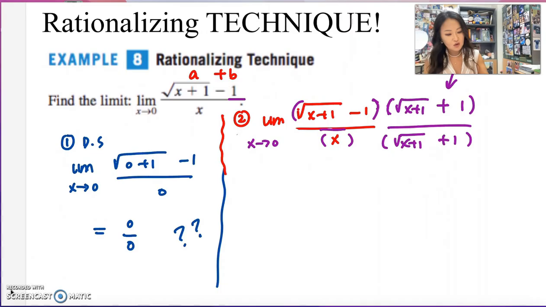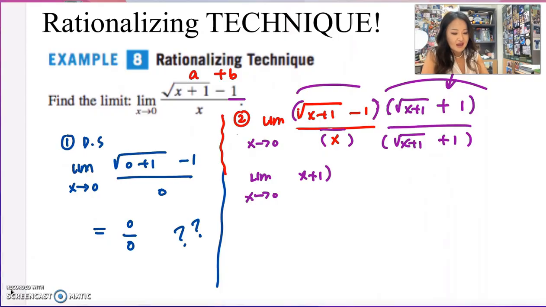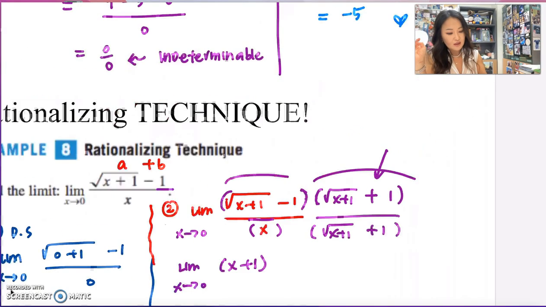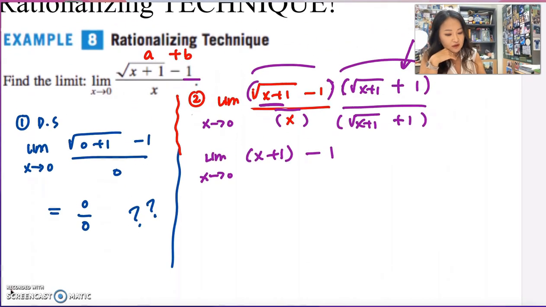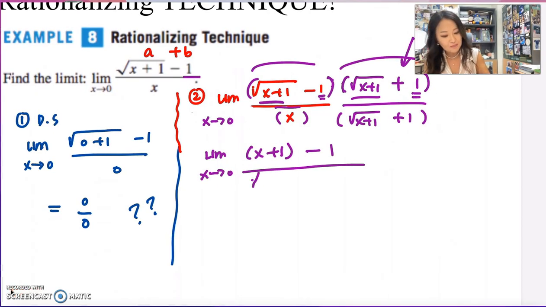All right, so limit as x goes to 0. When I multiply these two things out, it's basically like a plus b times a minus b, which means only the outers remain, right? So you're left with x plus 1, which is the whole a, minus 1, because the middle terms cancel out, since one is a plus and one is a minus. I don't need to explain that because you're a big boy now and big girl now. So x plus 1 and then minus 1.